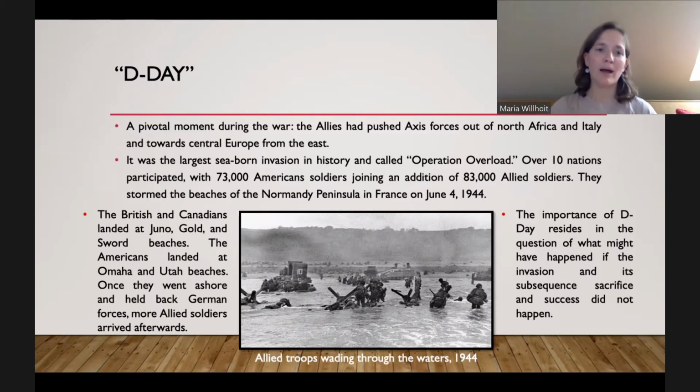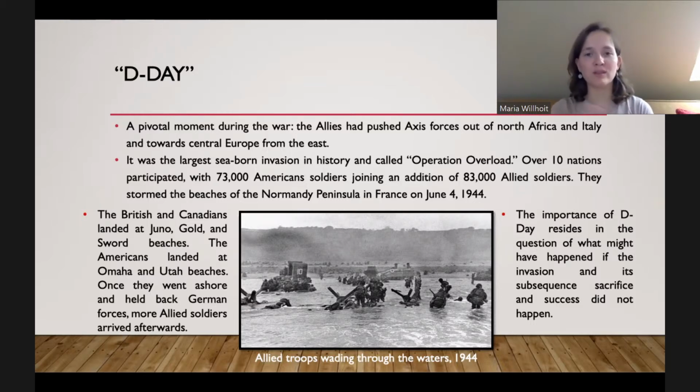It's a very important battle, and many people think it's a pivotal moment during the war because this is when the Allies, primarily Britain, Canada, and America, invade Normandy, France. They take over France, and then they start to move towards Germany.